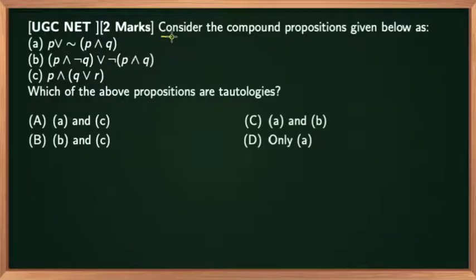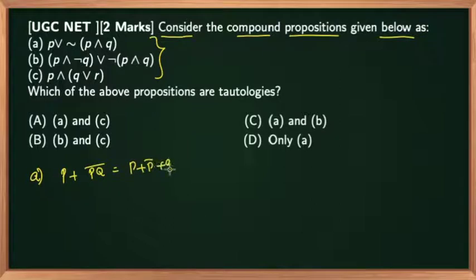Okay, consider the compound propositions given below. We have three propositional statements, and which of the above propositions are tautologies, right? If it's a tautology, then if I minimize, I should be getting the answer as true. Now let's see the first choice, A, that is equal to P plus (PQ)bar. So that's equal to P plus P bar plus Q bar, right? We have P plus P bar, that means this expression evaluates to true. So A is a tautology.